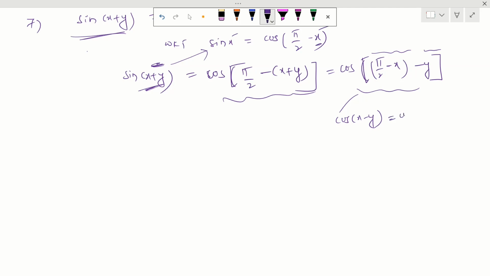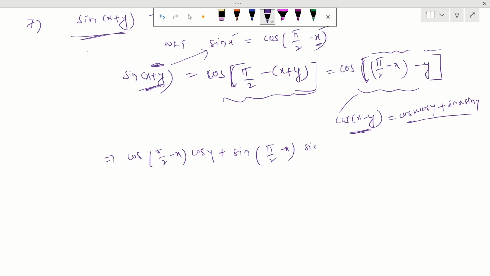Cos of (x minus y) is cos x cos y plus sin x sin y, which we have already derived. Put these values in this equation. So cos of (x minus y) means cos x cos y, where cos x is cos of (pi by 2 minus x) and cos y is cos y, plus sin x sin y, where sin x is sin of (pi by 2 minus x) and sin y is sin y. Understood? So this is clear.